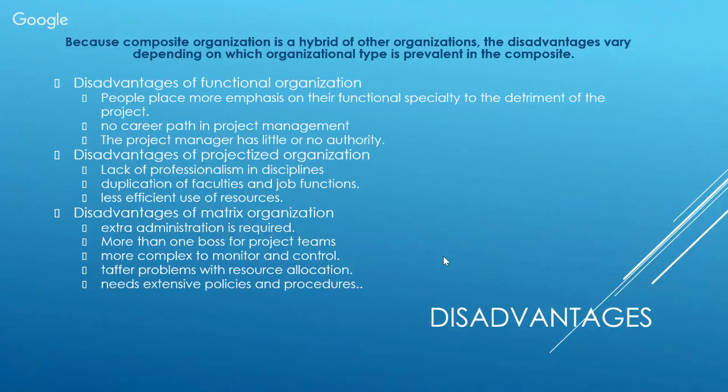The disadvantages for matrix organization are that there's going to be a need for extra administration. You're going to have more than one boss for each project team, so you have to deal with multiple bosses, which is always fun. They're a little bit more complex to monitor and control. And you're going to need extensive policies and procedures, and there are always those problems with resource allocation. That was just a brief review of the disadvantages you're going to encounter in each of the different organizations.